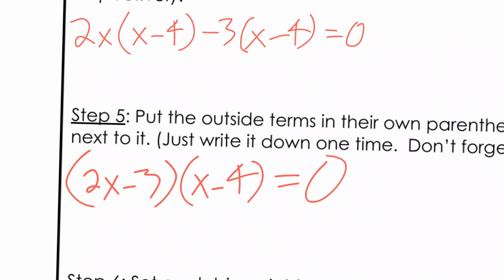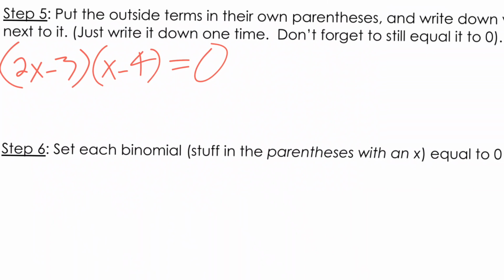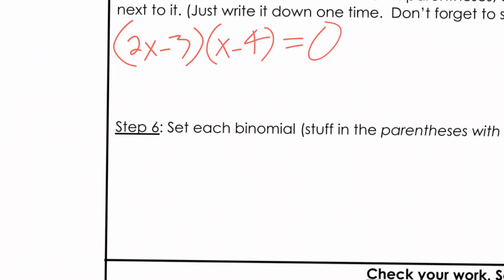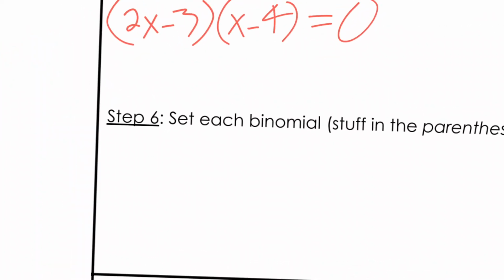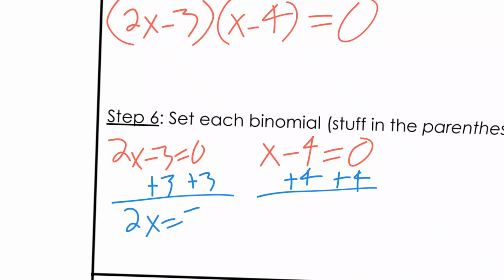All right, what you do is you take those binomial factors and you set them equal to 0. Okay, set each binomial, that's the stuff in the parentheses with an x, equal to 0 and solve for x. So I'm going to take 2x minus 3, equal it to 0, x minus 4, equal that to 0. Okay, always start off by adding or subtracting the constant number to the other side. So on the first one, it's plus 3 to the other side. On the second one, it's plus 4 to the other side. And that'll leave me with 2x equals 3 and x equals 4.